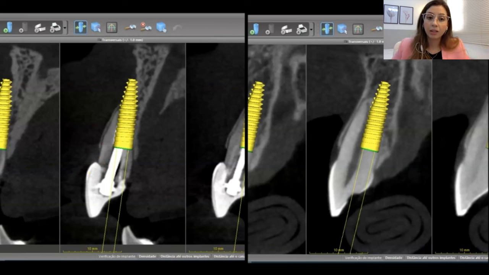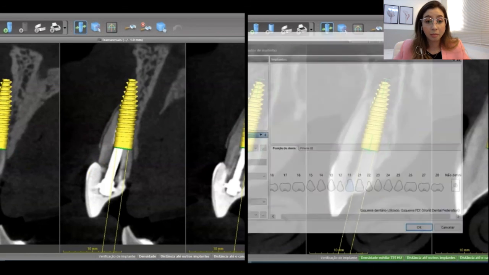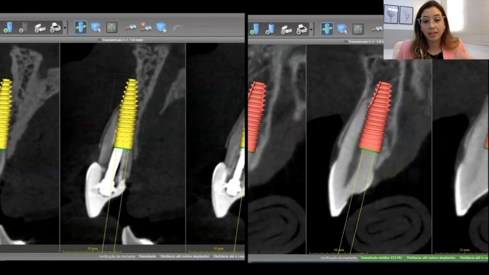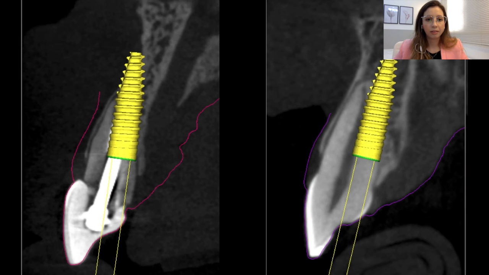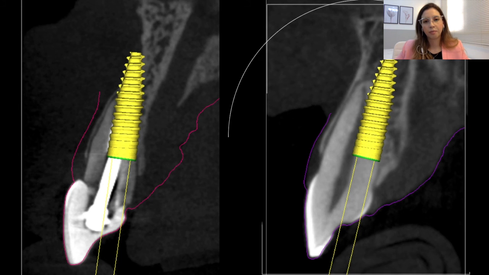While to your right, we have enough bone to place a narrow diameter implant, but we also have enough bone to place a regular diameter implant if you'd like, because the anatomy would allow a gap wider than 2 millimeters. It seems clear that only one of these cases should be considered for immediate implant placement, the one to your right. This is the case that will offer you predictability.